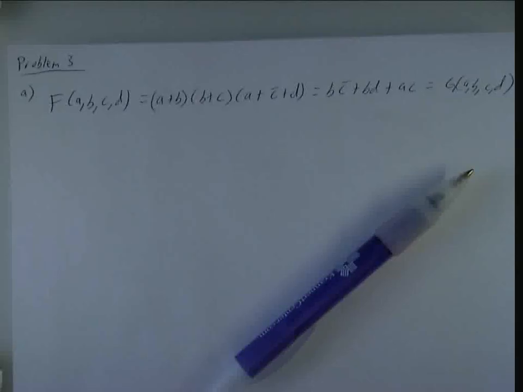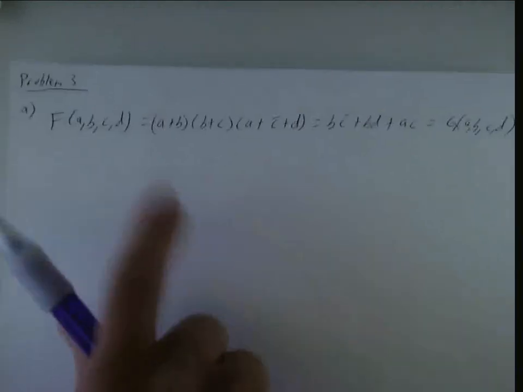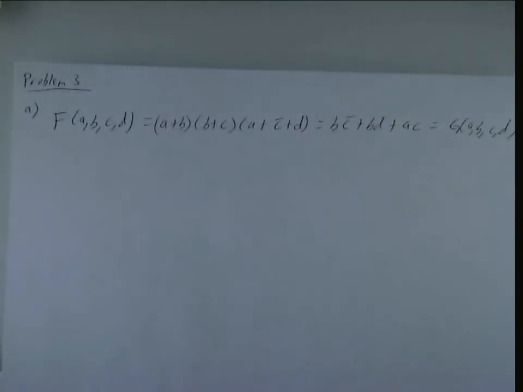This is the solution video for problem set 4, problem 3. Part A is basically a Boolean proof where I'm trying to prove that expression f equals expression g. Before I start this problem, the most important thing I want to do is try to get a feel for what I'm going to need to do.